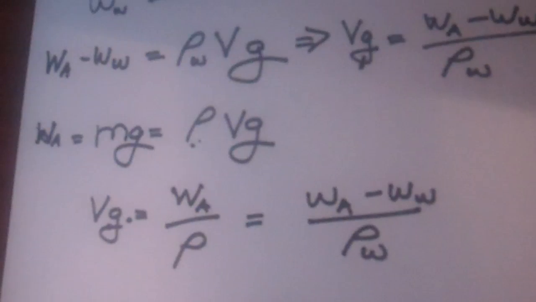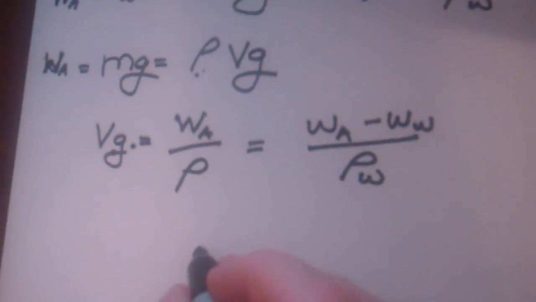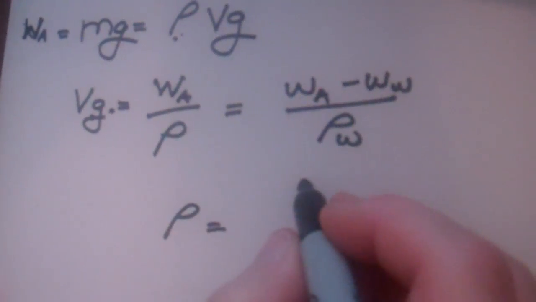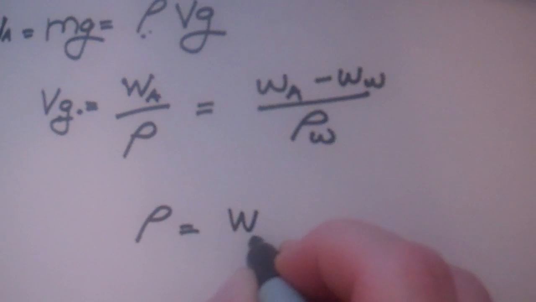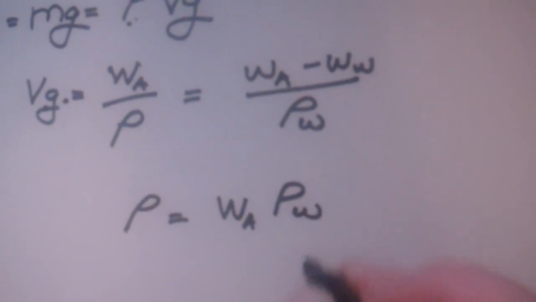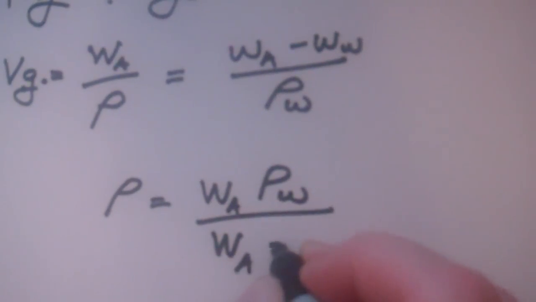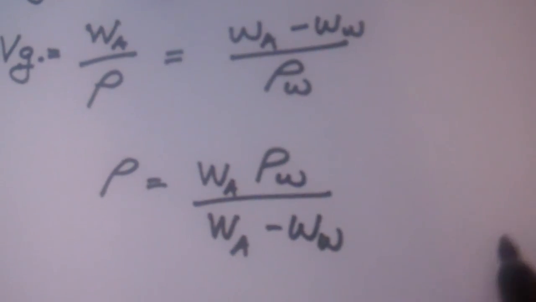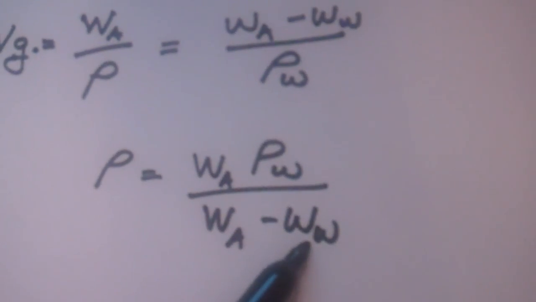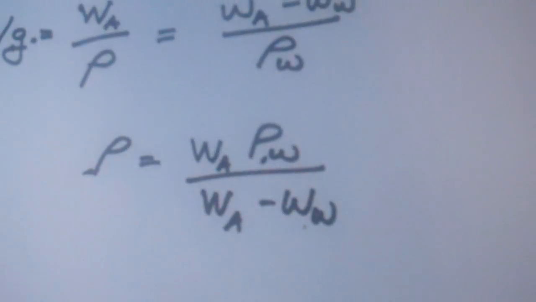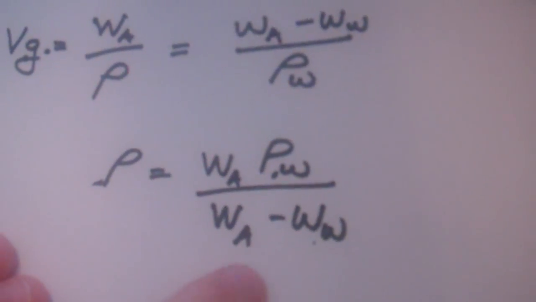Because then we could rearrange these terms and take this over here and these two over there, and you can do the math yourself if you don't believe me. The density is going to be equal to the weight in air times the density of water divided by the weight in air minus the weight in water. Now the neat thing about this is all we needed to do is weigh the object in air and weigh the object in water, because we know the density of water and we get the density of our unknown material. Pretty cool, huh? I thought so. So this is where the formula from the book comes from.